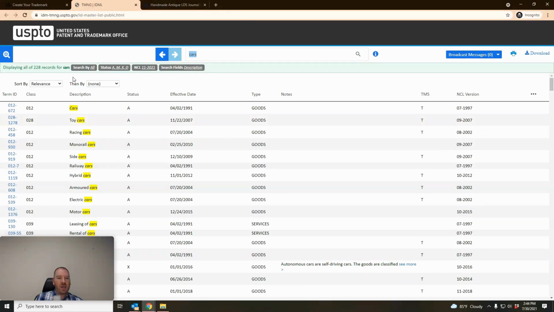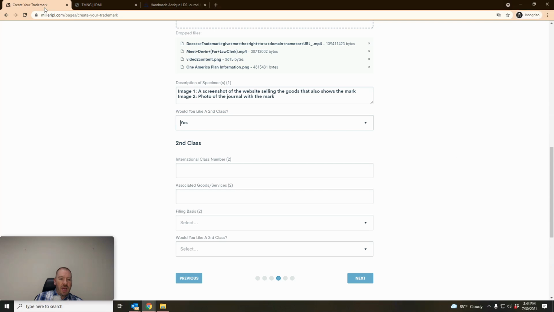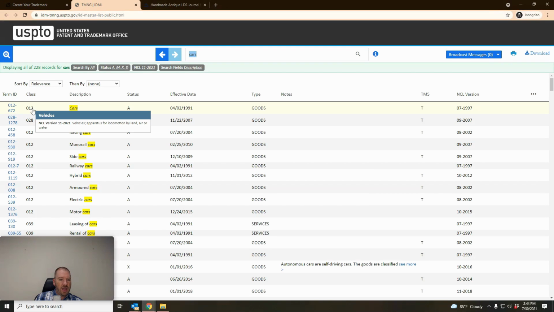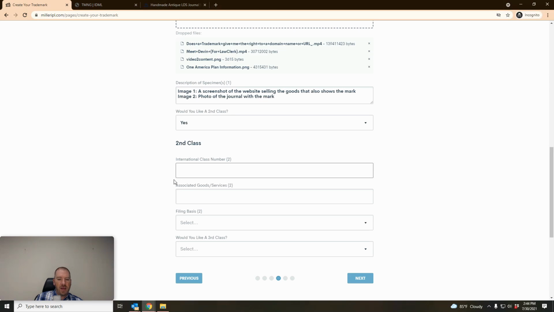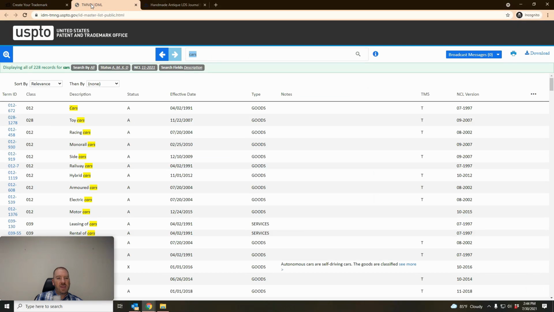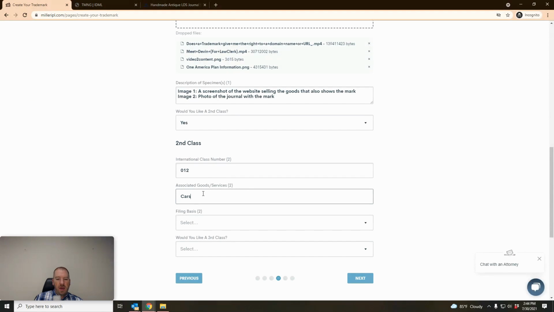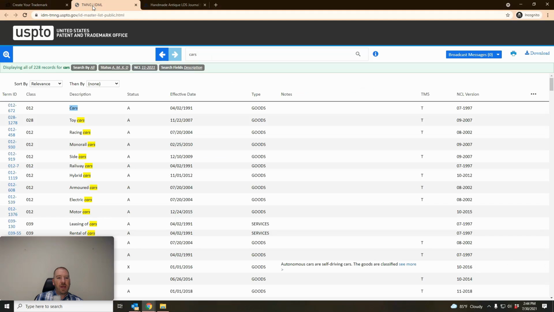The other thing you may want to consider is, let's say we're doing cars, and we say our cars are going to be international class 12. So I put in class 12. Then when I get to the goods and services, I look at the list and say, well, I'm selling cars, and I'm also selling racing cars and monorail cars. So you can come in here and copy and paste in cars. Then you separate that with a semicolon and put in the next thing. So let's say I'm also selling racing cars.